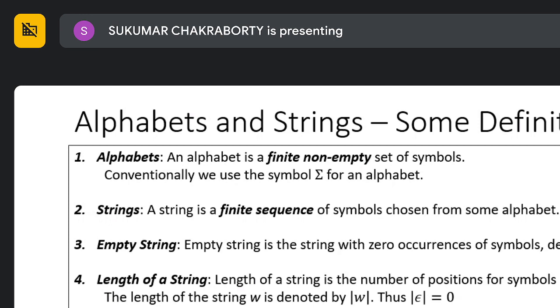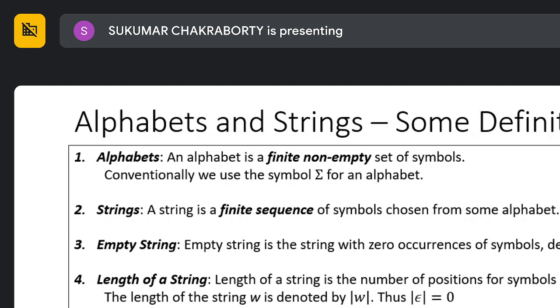The set of all strings over an alphabet is denoted by sigma star. It's like regular expressions. In fact, regular expression is a very important part of automata. We will study regular expressions. So sigma star and sigma plus. Sigma star is sigma to the power 0 union sigma to the power 1 union sigma to the power 2 and so on. And sigma plus is sigma star minus epsilon.